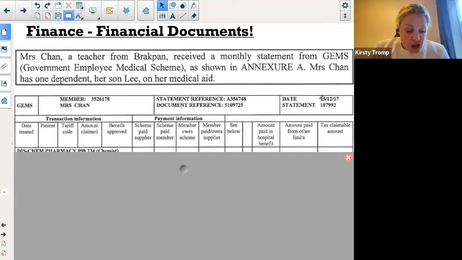The date of this document is the 15th of the 12th, 2017. Thank goodness in South Africa, we read the dates normally. So we know that this means it's the 15th day of the 12th month, 2017. Okay. And it's statement number 187992. All right.